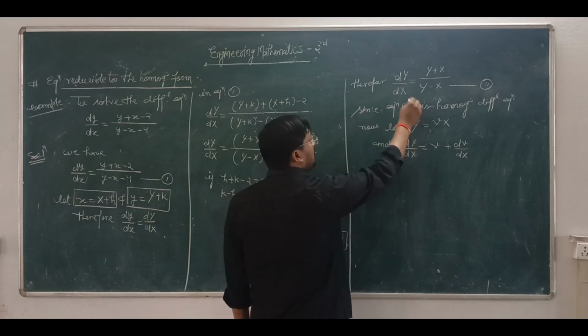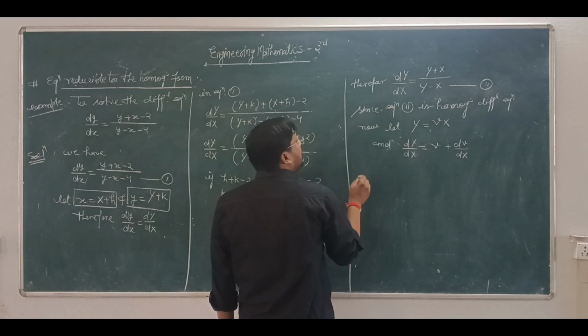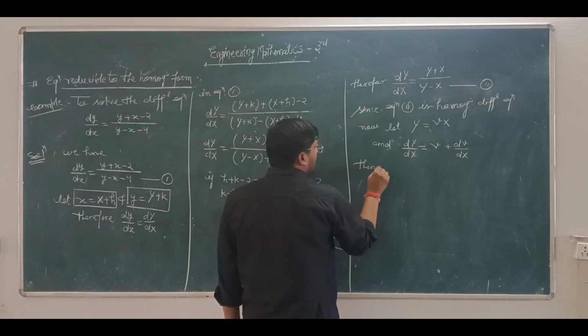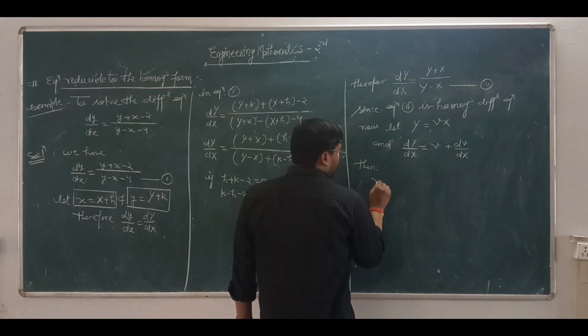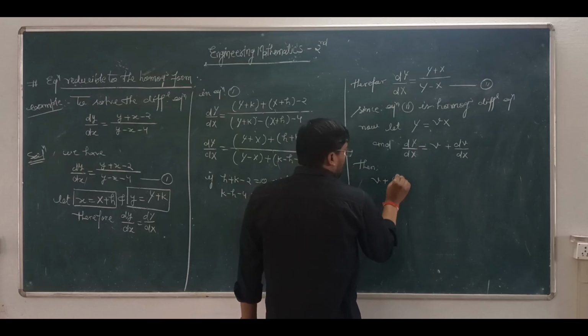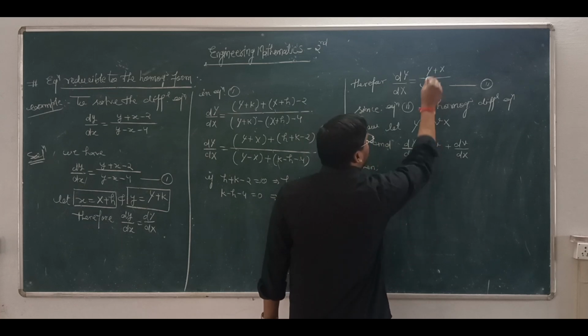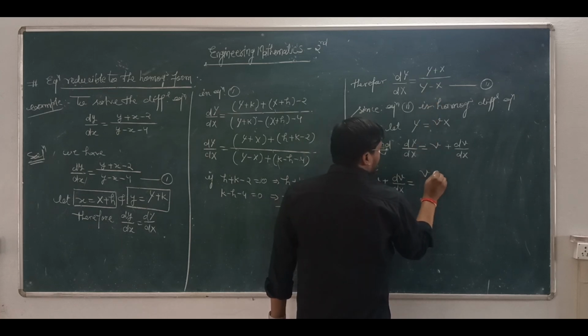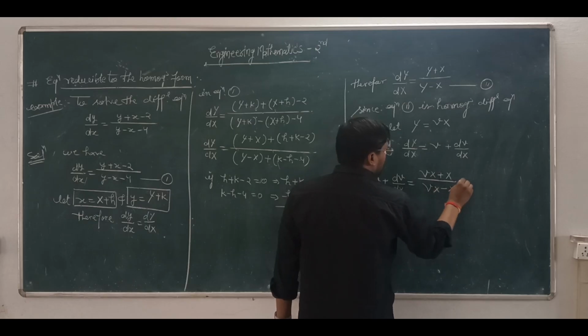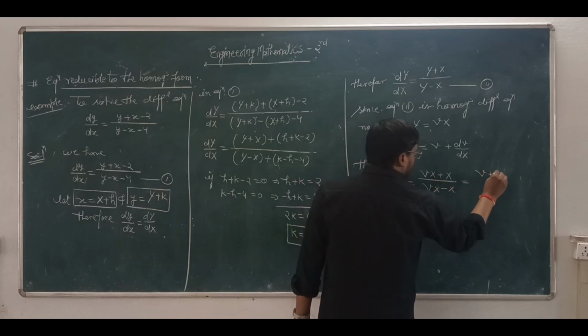Now putting these values in equation 2, you can write v plus X dv upon dX is equal to vX plus X total upon vX minus X, which gives v plus 1 total upon v minus 1.